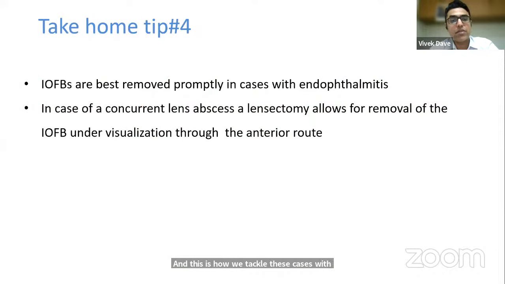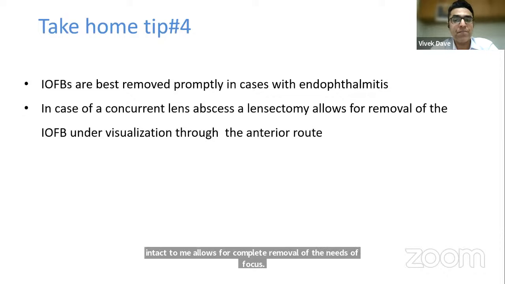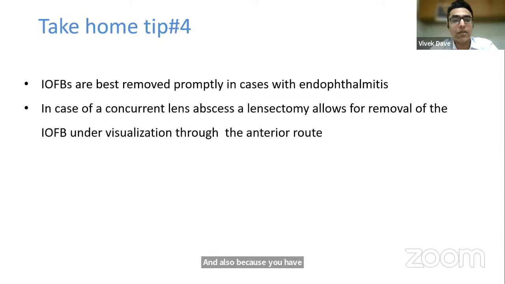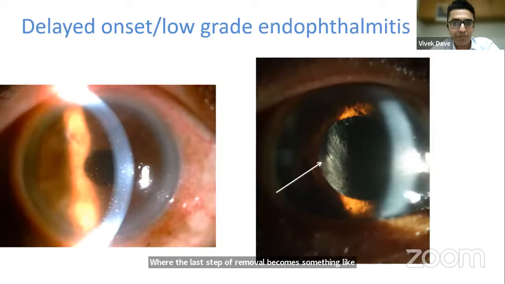Thus, the next step is that the IOFBs are best removed promptly in these cases with endophthalmitis. And in case of concurrent lens abscess, as we saw, a lensectomy allows for complete removal of the nidus of focus. And also, because you have done a lensectomy, it now gives you one path through which the IOFB can be removed under complete visualization through the anterior route, as against removing it from one of the ports, where the last step of removal becomes something like a blind procedure.